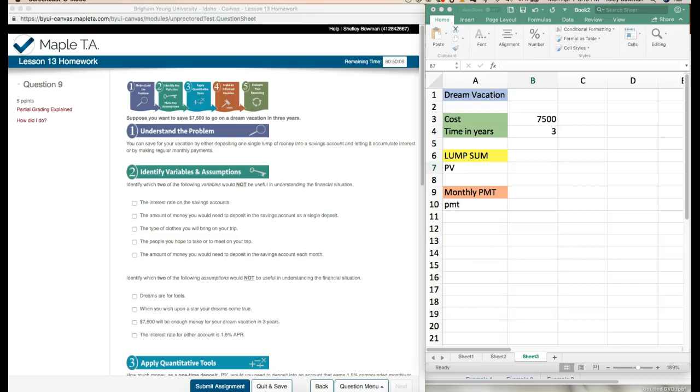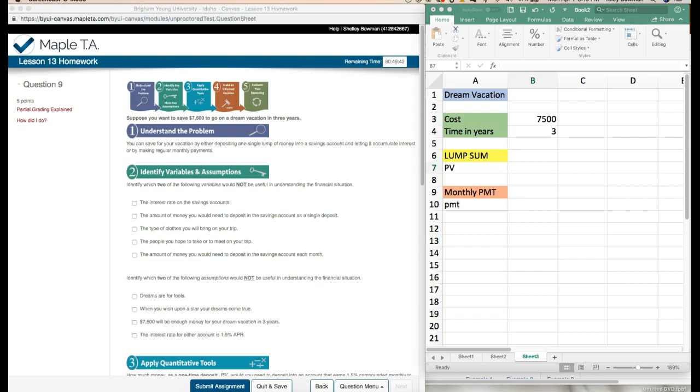Maple TA Lesson 13, homework question number 9. Suppose you want to save $7,500 to go on a dream vacation in 3 years. Step number 1, understanding the problem. You can save for your vacation by either depositing one single lump sum of money into a savings account and letting it accumulate interest, or by making regular monthly payments.